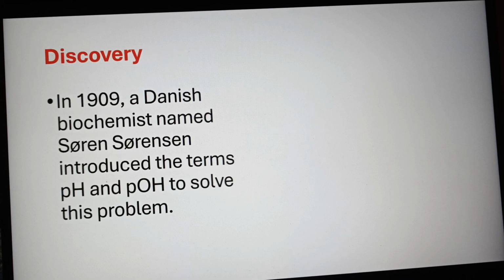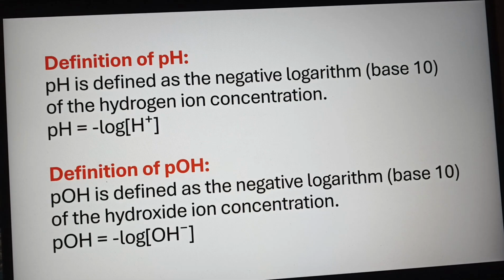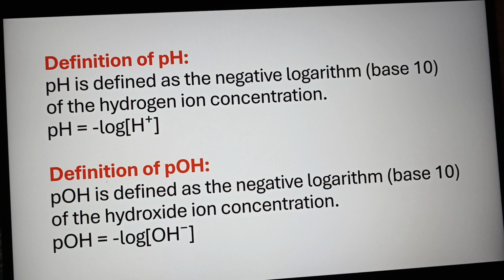Next we see what pH and pOH mean. In 1909, a Danish biochemist named Søren Sørensen introduced the terms pH and pOH to solve this problem. Next we see the definition of pH. pH is defined as the negative logarithm of the hydrogen ion concentration. So pH is equal to negative log of hydrogen ion concentration.